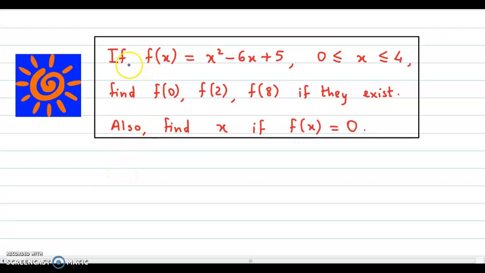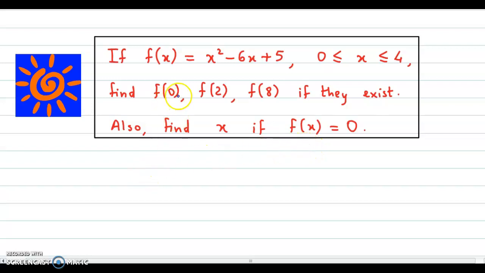In this question, if f of x is equal to x square minus 6x plus 5 for x lying from 0 to 4, that is, the domain of x is from 0 to 4, find f of 0, f of 2, f of 8 if they exist. Also find x if f of x is equal to 0.